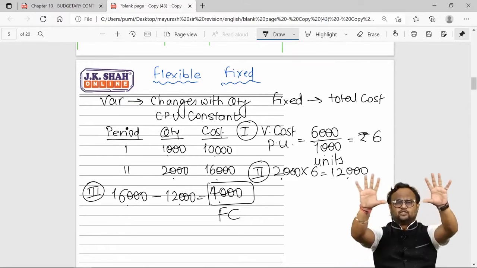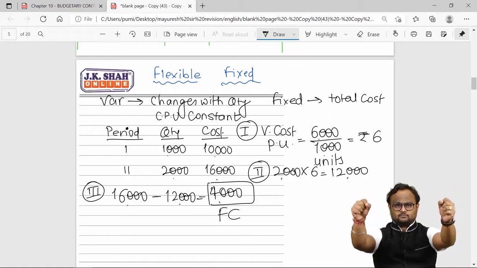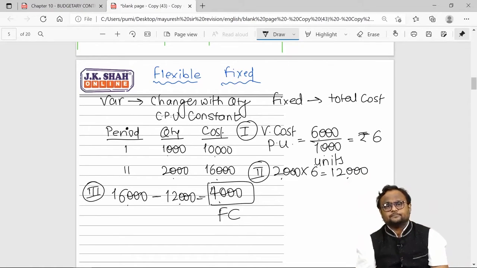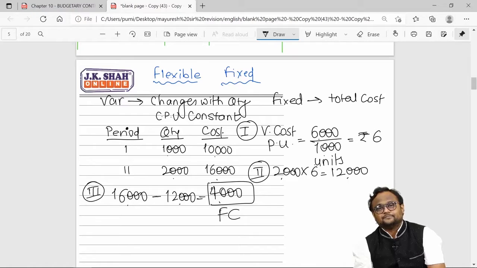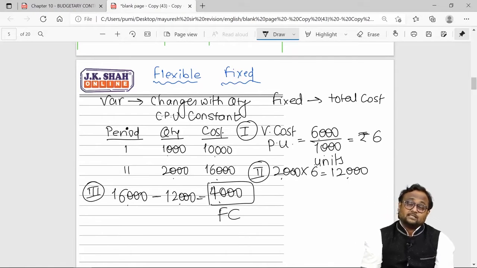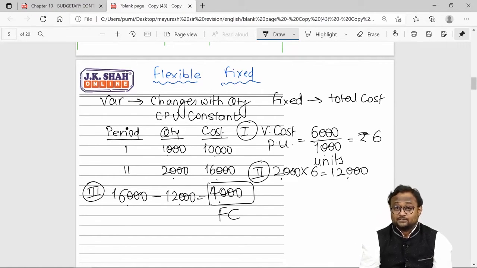This gives you a complete picture of how much is variable and how much is fixed, and we can start with flexible budgeting. Correct? Let's understand a few questions and important points related to them.